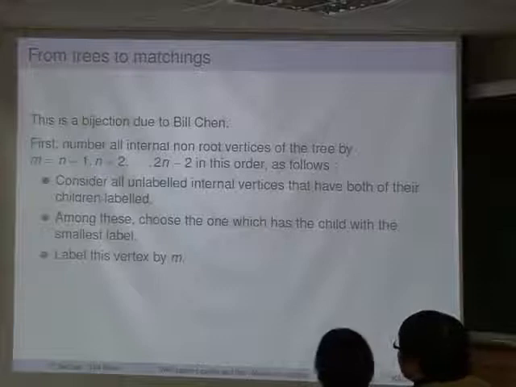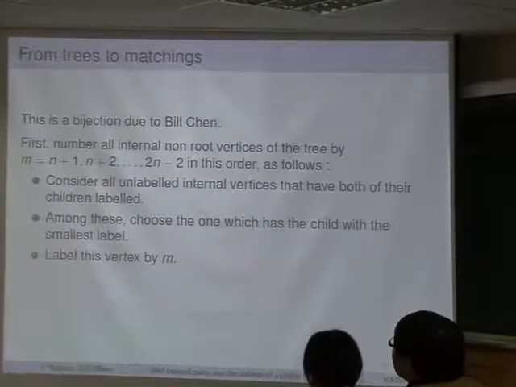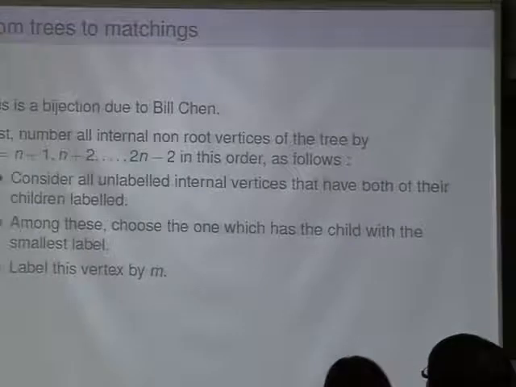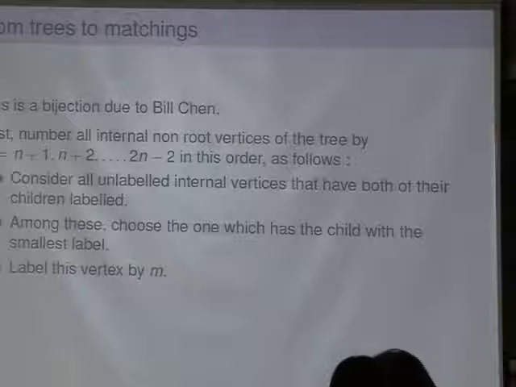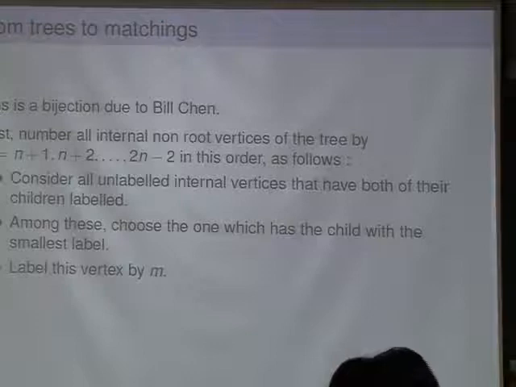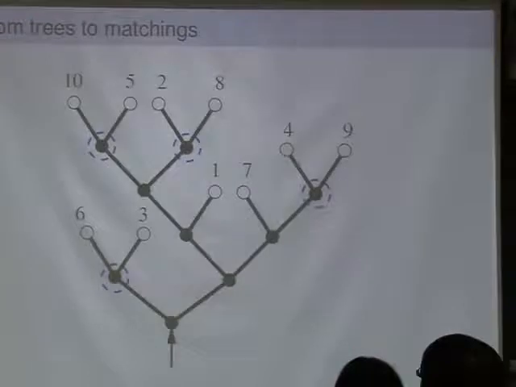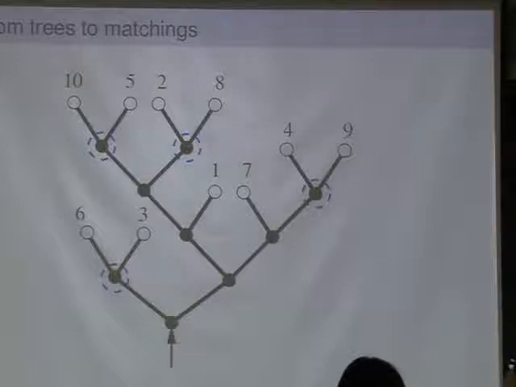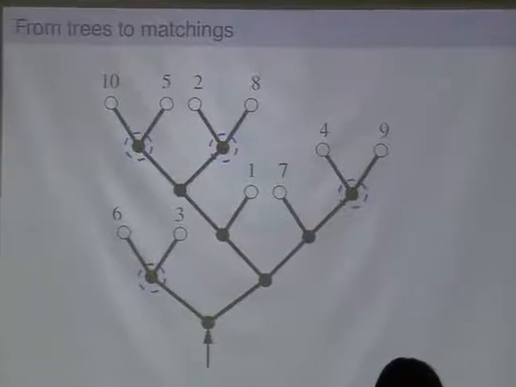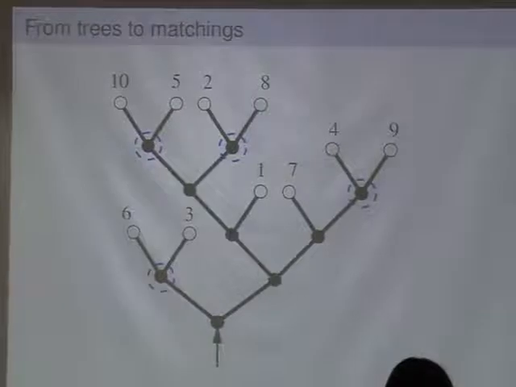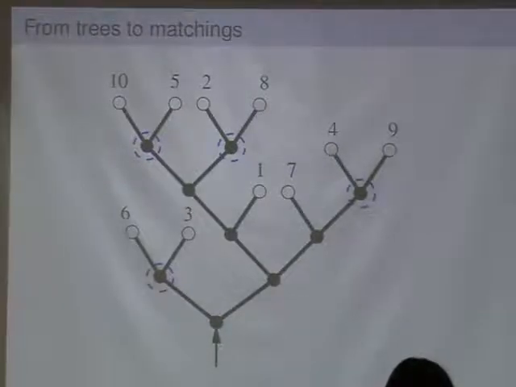So now we want to go from these trees to matchings, because that's what we know how to count, because these trees are not obviously counted by this. Okay? This was also in Stanley's book, actually, a bijection due to William Chen. And how does it go? I will show an example. I think it's much easier. So you have labels on the leaves, and first you want to label, using these labels on the leaves, all internal vertices, okay? Except the root. You don't need to label the root.